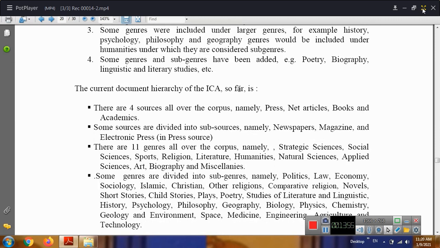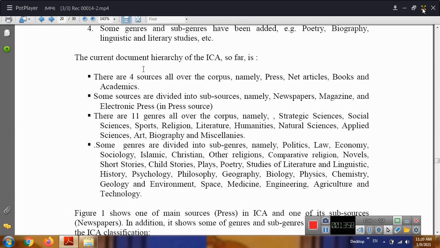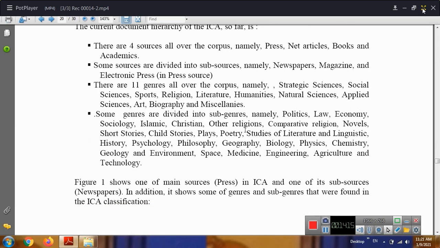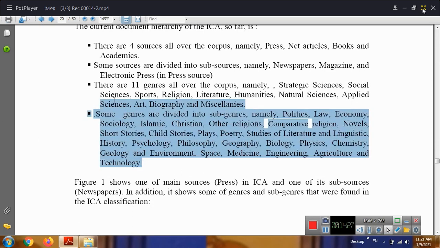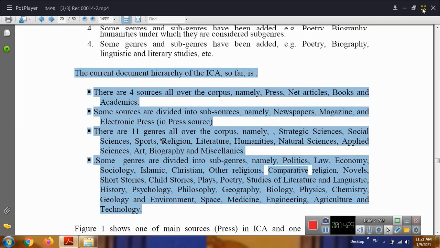And here we can see the current document hierarchy of the ICA. For example, there are 4 sources all over the corpus: press, net article, books, and academic. Some sources are divided into subsources, namely newspaper, magazine, electronic press. There are 11 genres all over the corpus, which you can see here. Some genres are divided into subgenres, namely politics, law, economics, sociology, Islamic, and others. This is important because according to these 4 parts, you can see the structure of the ICA.